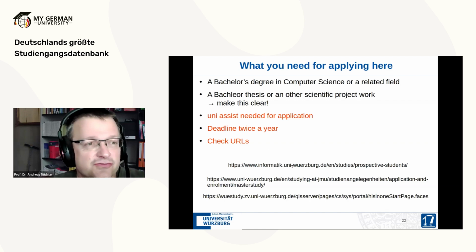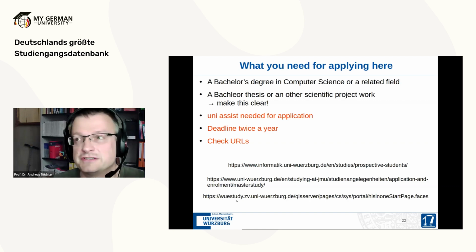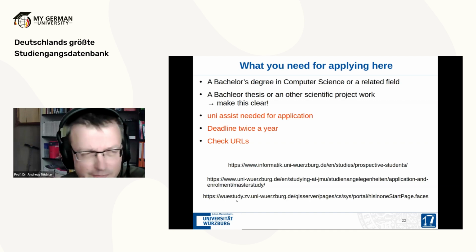And for more information, we have here 3 URLs, which you may actually check before. Yeah, so we have a prospective student page in the computer science department, how to apply for a master study, and then the official application goes under some portal, which is called here actually mpai.